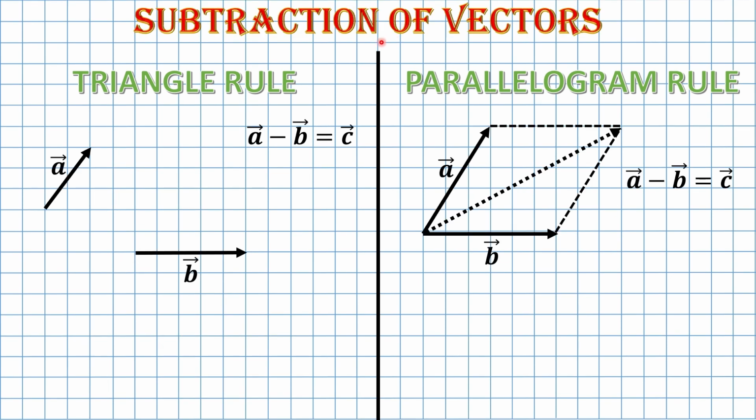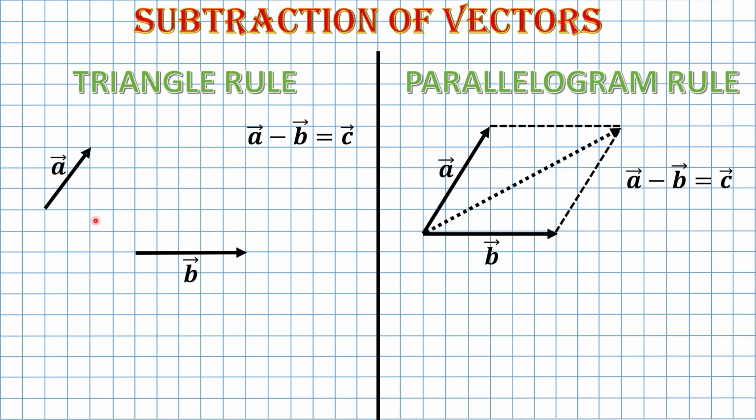Now let's talk about subtraction of vectors. So we have vector A and we have vector B, and we need to find A vector minus B vector. As you remember from the previous slide, when we used the triangle rule for addition, we connected the ending point of one vector to the beginning point of another vector.